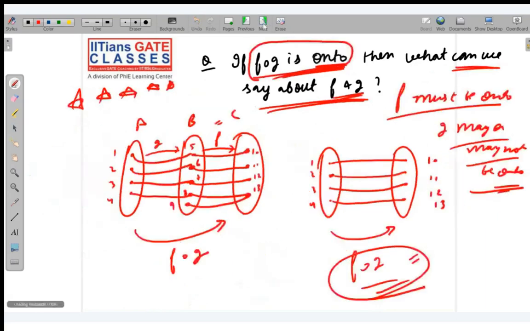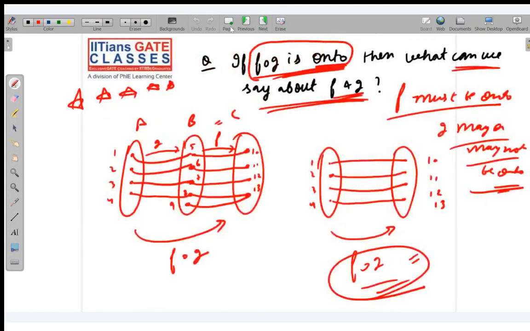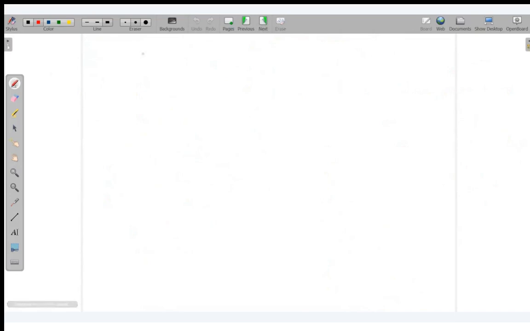Okay, so yeah, let me check that out. You can take a snapshot of this, then I will jump to the next slide. Okay, so let me take another slide and I will give you a small hint. So you should remember this thing.